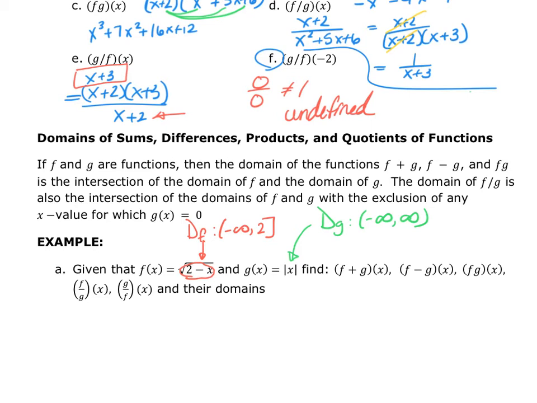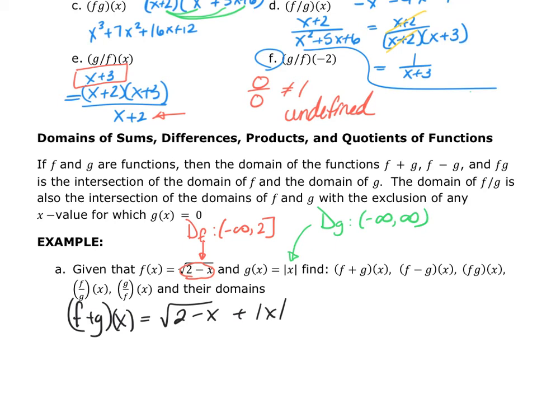Now, I'm asking you to do the algebra of this. So if I were asking you to do f plus g of x, then I'm asking you to just add these two functions. So the square root of 2 minus x plus the absolute value of x, and that's as good as it gets. I can't do any additions or subtractions because I have no like terms. I can't square both sides because I'm not solving an equation. All I'm doing is adding two functions. So I don't get to square anything. I don't get to take absolute values off. The best I can do is just add them.